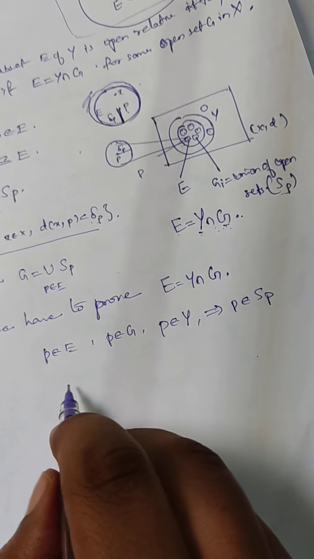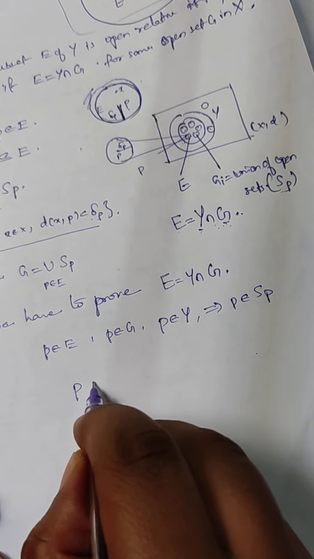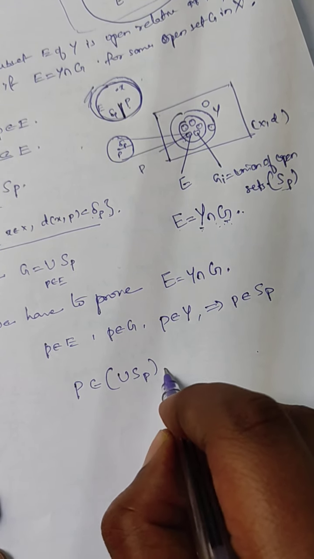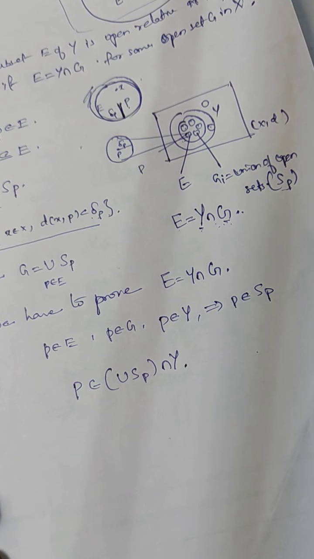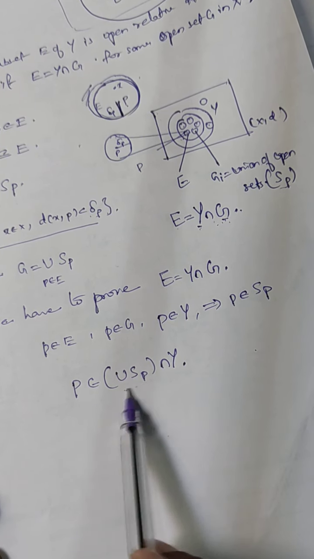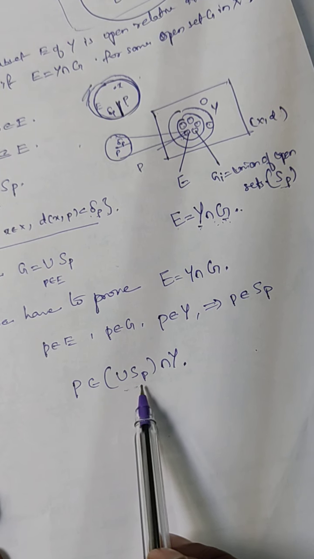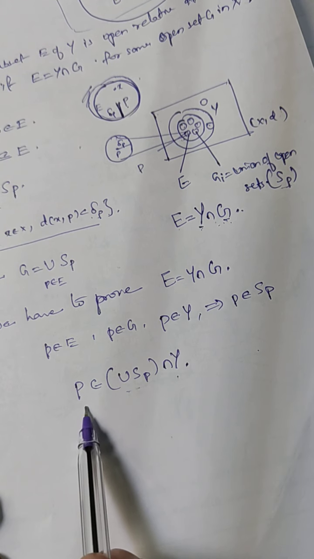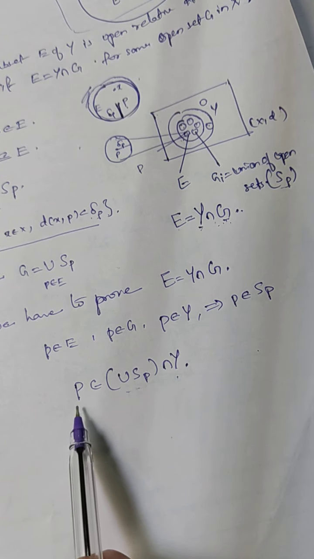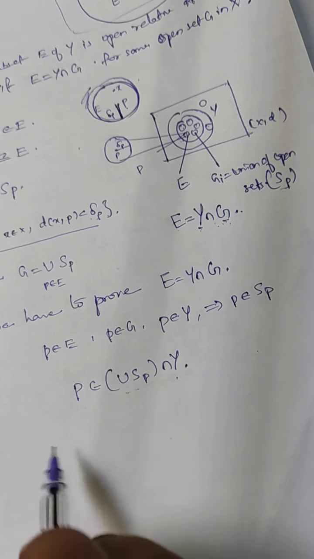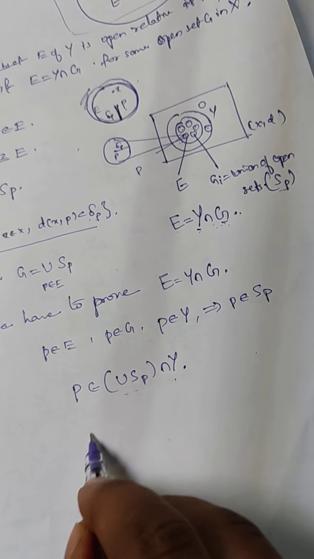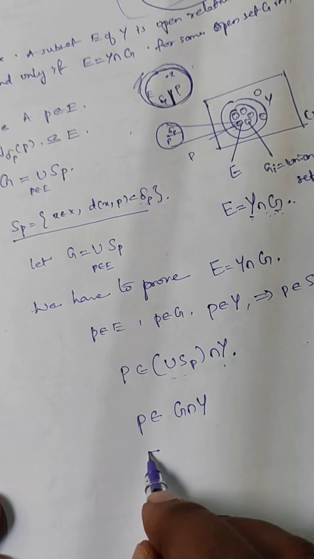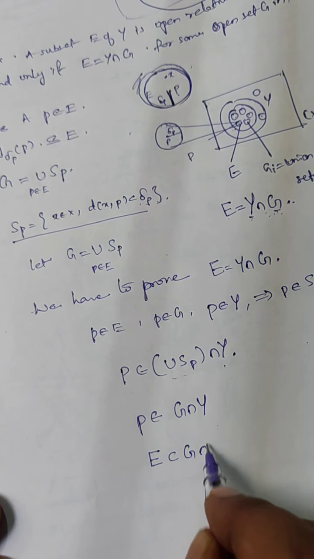From there we can write P belongs to the union of N_P's intersection Y. The open sets or the neighborhoods that are intersecting with Y, we are considering that as a point P. Now from there we can write P belongs to G intersection Y, and from there we can conclude that E is a subset of G intersection Y.